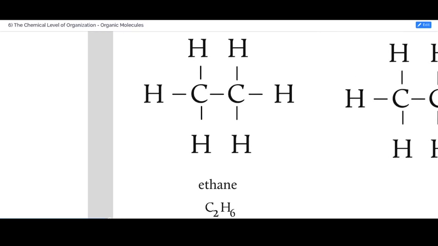Now, a simple example of an organic molecule would be this ethane molecule represented. It has 2 carbons and everything else is a hydrogen, giving us the molecule's formula C2H6. The name ethane actually refers to the fact that it's 2 carbons in a hydrocarbon molecule.